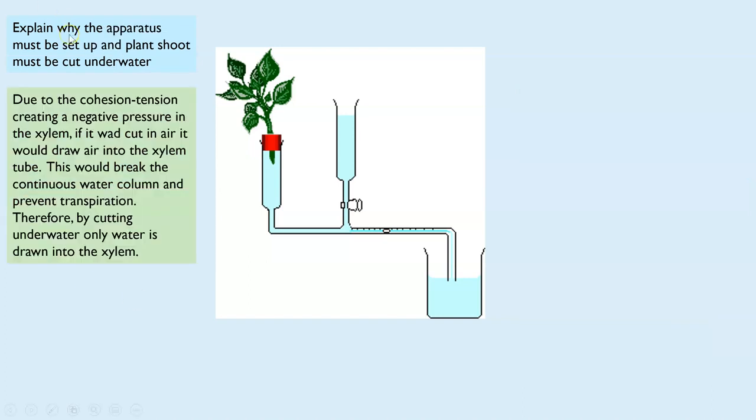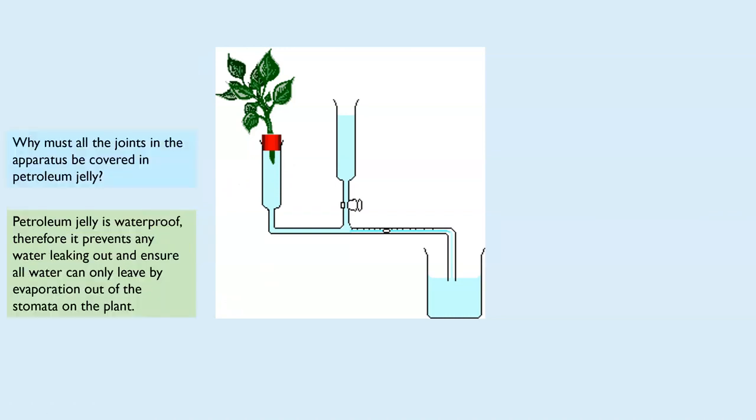So the first one was, explain why the apparatus must be set up and the plant shoot must be cut underwater. This is due to the cohesion tension theory, which creates a negative pressure in the xylem, so it's constantly pulling up the water. So if it was cut in the air, it would draw air into the xylem instead, and that would break that continuous water column and prevent transpiration. So instead you have to cut it underwater to make sure no air bubbles are introduced into the xylem.